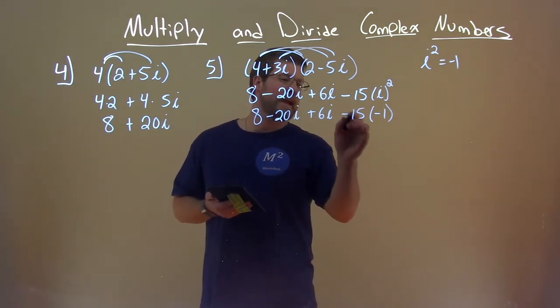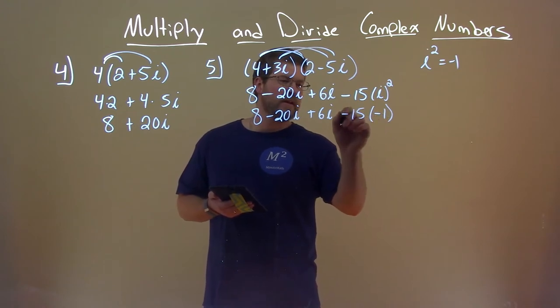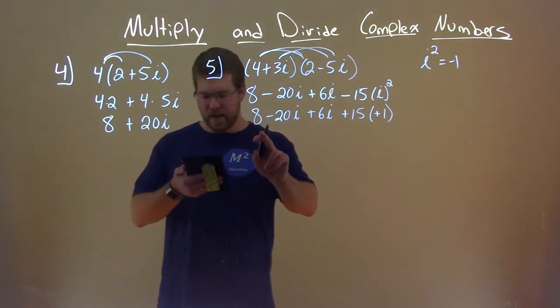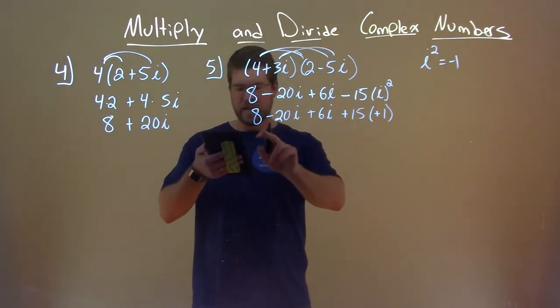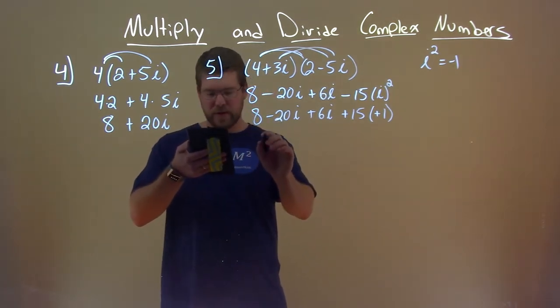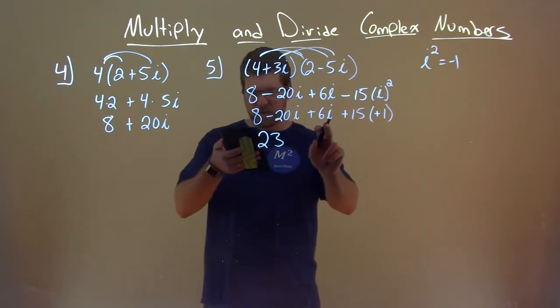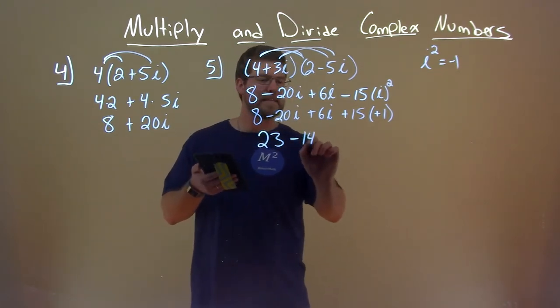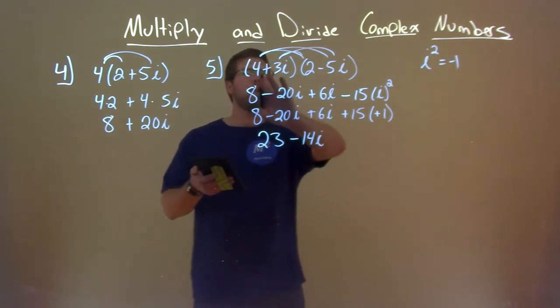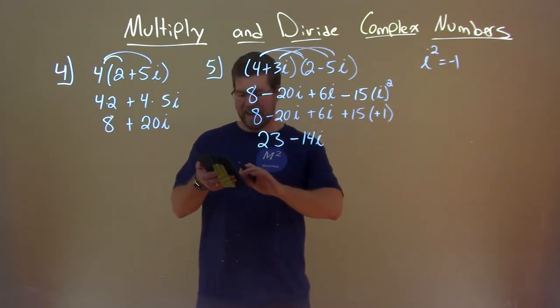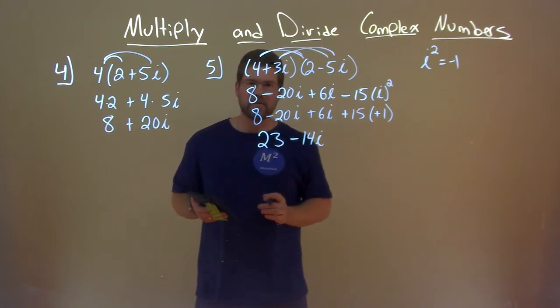We know when we have a negative 15 times a negative 1, it's a positive 15. So positive 15 and 8 come out to be 23. And then we have a minus 20i and a positive 6i, which is a minus 14i. So when we multiply this out, we got 23 minus 14i as our answer.